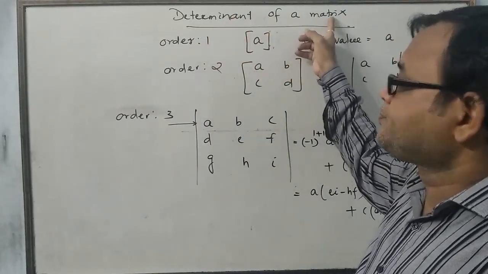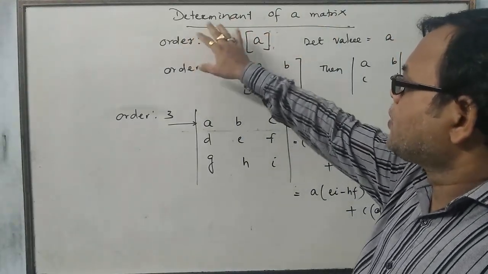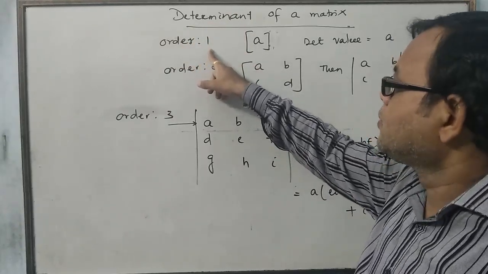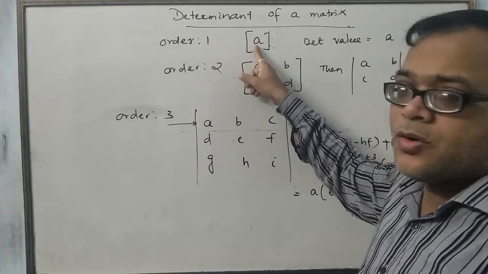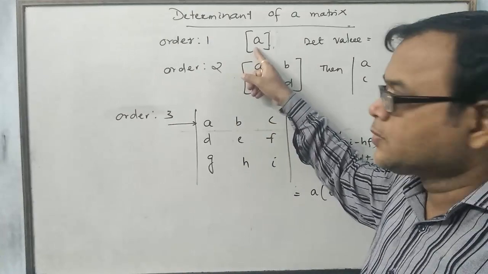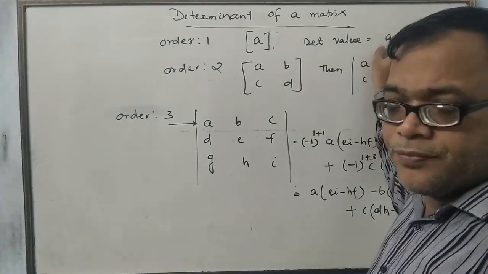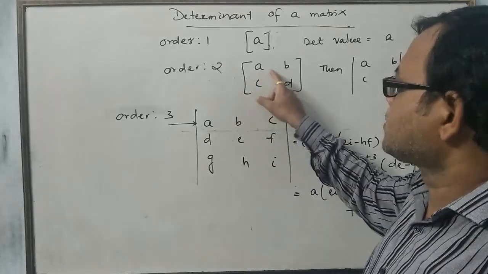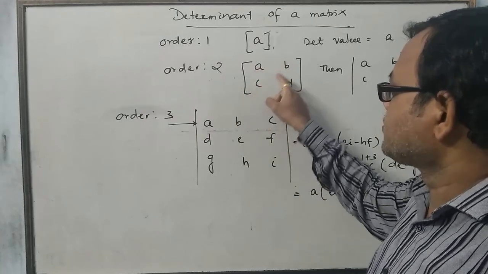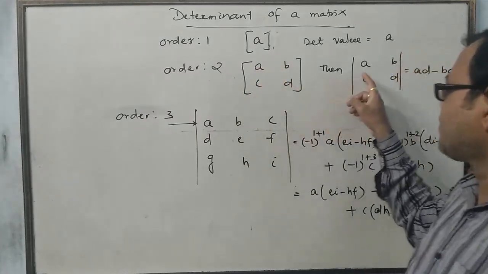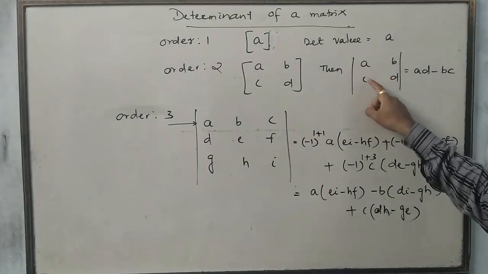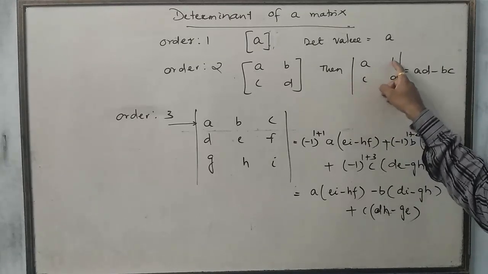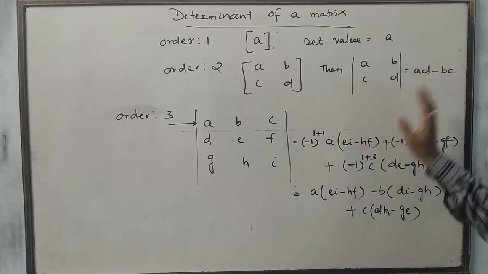पहले हम देखेंगे डिटर्मिनेंट ऑफ ए मैट्रिक्स क्या होता है। When we are talking about the determinant of matrix of order 1, that means we are talking about a matrix having one row and one column. Its value will be same A. If we are talking about the determinant of order 2, that means it consists of two rows and two columns. Then its determinant value is A into D minus B into C. Here the cross multiplication of the diagonal entries and thereafter minus A D minus B C.